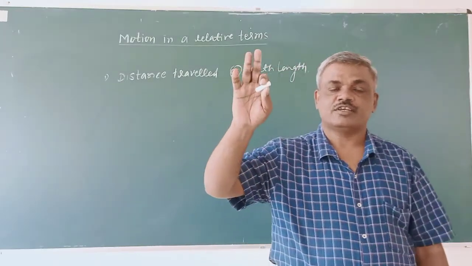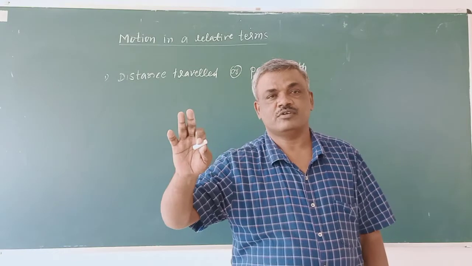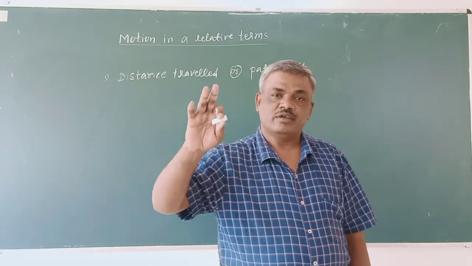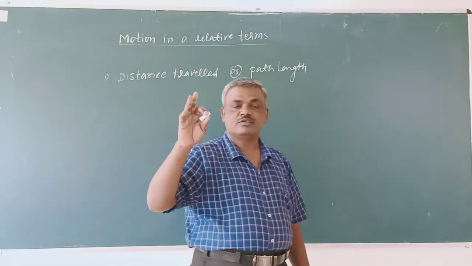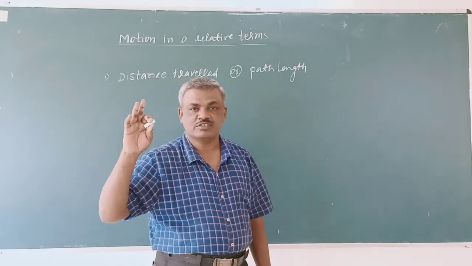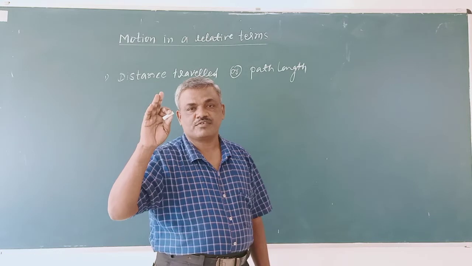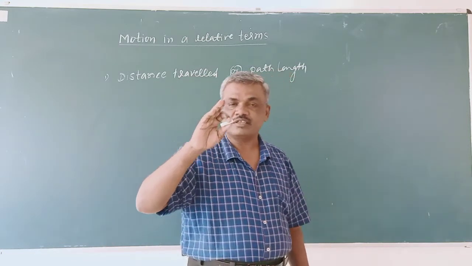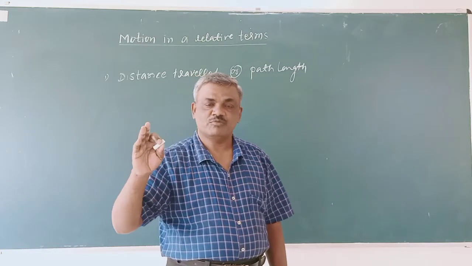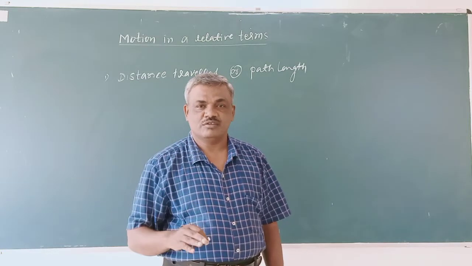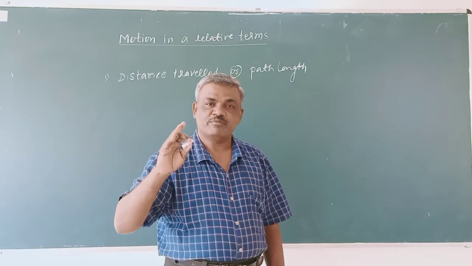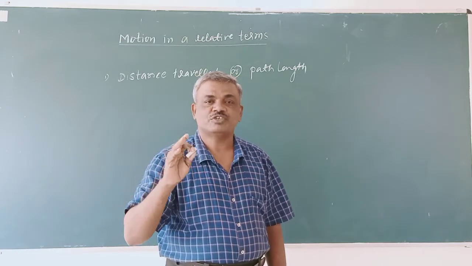Students, last class I discussed motion in a straight line. What is motion? Any body or object that changes its position with respect to its surroundings with time is called motion. There are three types of motion: translatory motion, rotational motion and oscillation. And so: one dimension motion, two dimension motion and three dimension motion.